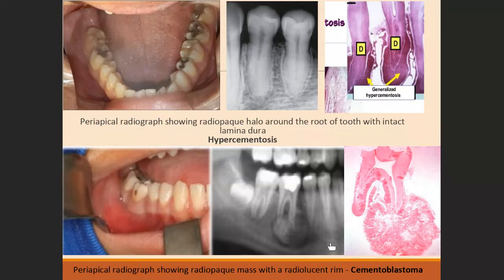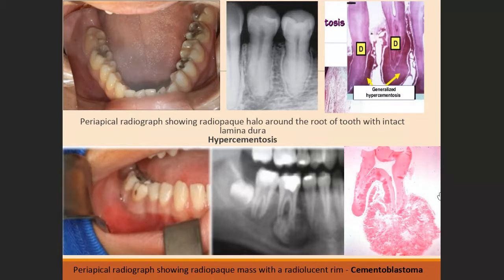Now see the second picture. See the clinical appearance. Now here you can see the swelling. See the radiograph. You can see the tooth with a radio-opaque mass surrounded by a radiolucent rim. Now see the histopathology. You can see the tooth. The tumor tissue has resorbed the tooth root and it is attached to the root of the tooth.